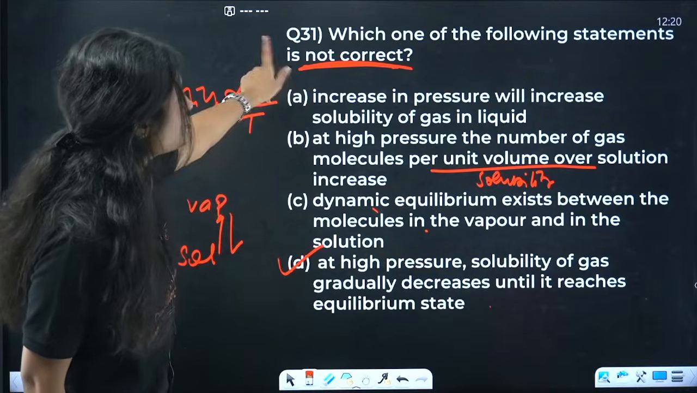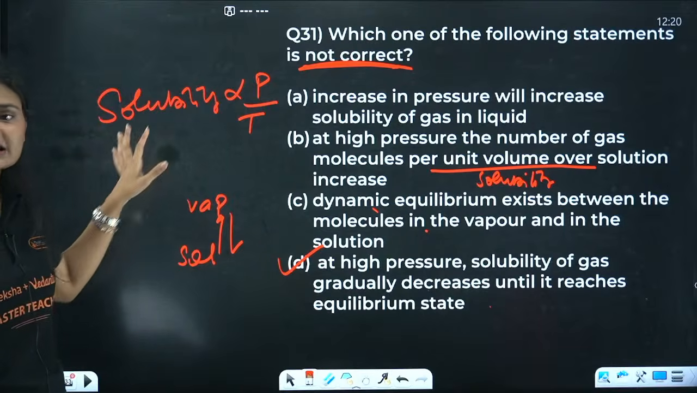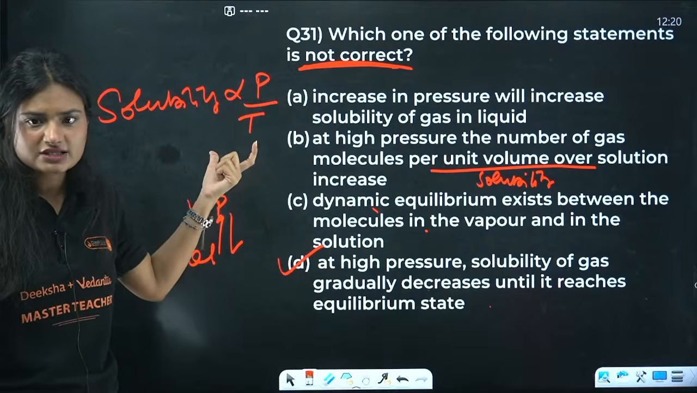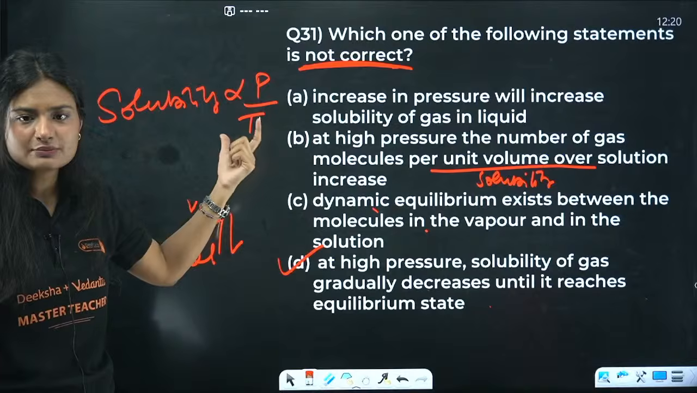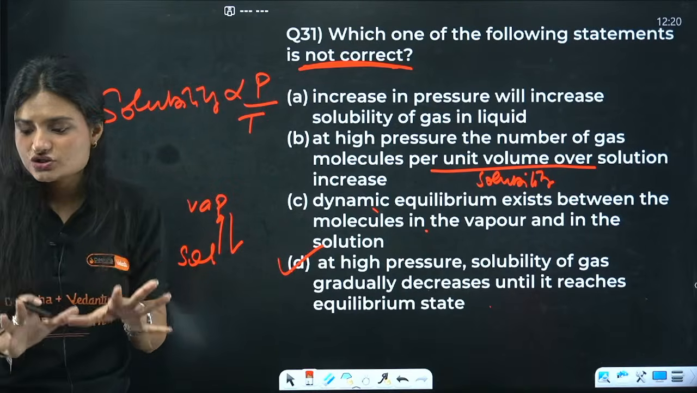Okay, now listen. Which of the following statements is not correct? Only this one is not correct. Why? Because the solubility of a gas is directly proportional to the pressure of the gas and inversely proportional to its temperature. So if you increase the pressure, solubility will increase. If you decrease the temperature, solubility will also increase. This is your Henry's law.